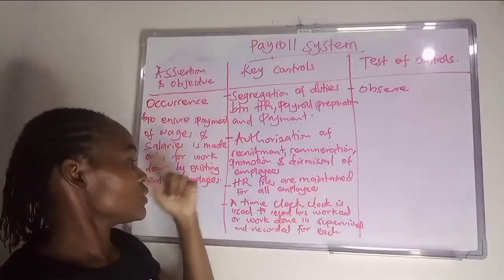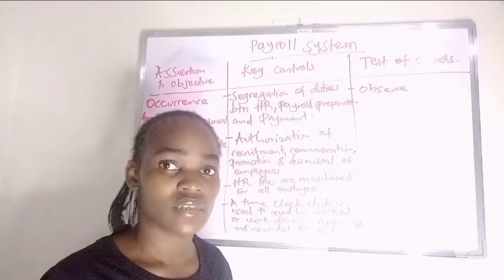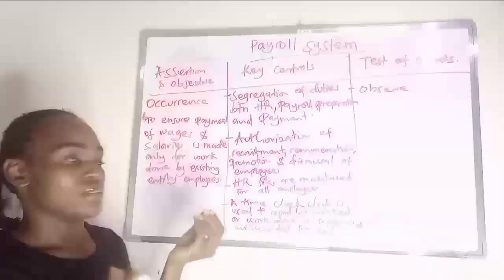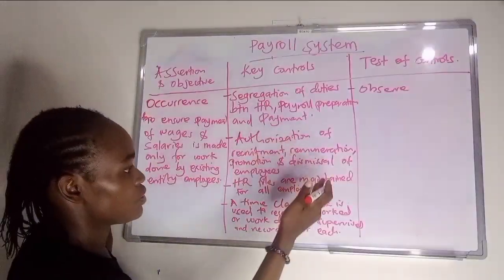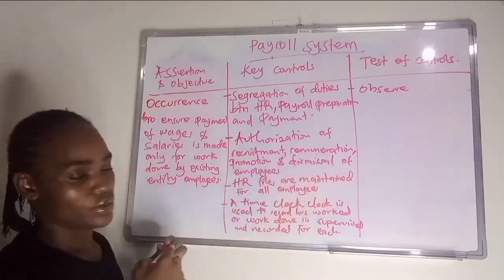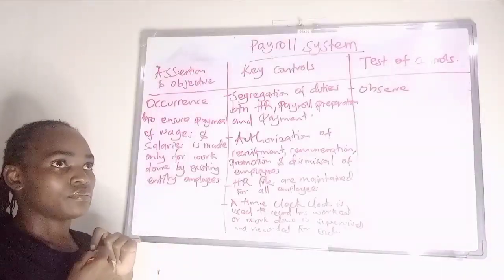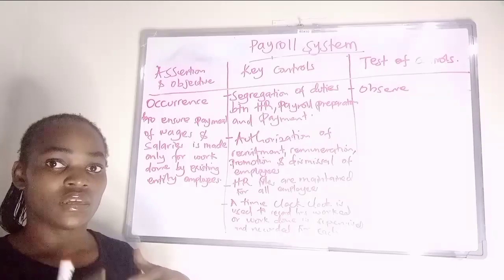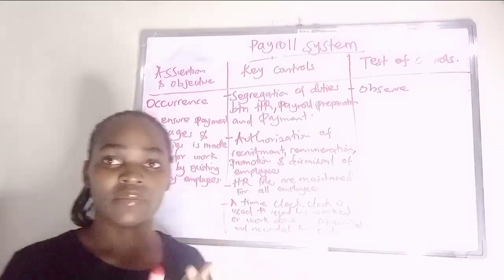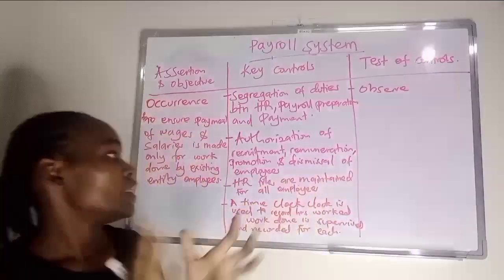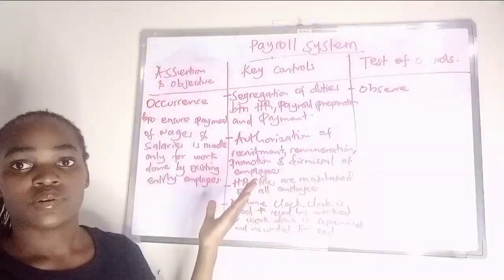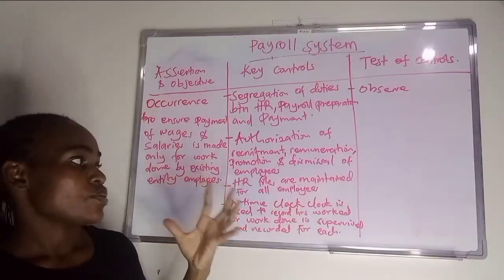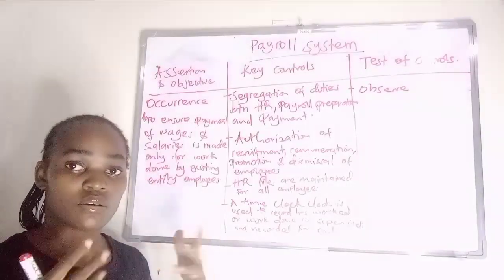Then the second control that can be put in place to achieve this objective is authorization, to make sure that there is authorization of recruitment, remuneration, promotion, and dismissal of employees. Like, to make sure that before recruiting someone in the organization, that recruitment is authorized by management and those charged with governance. Then before paying employees, it is authorized and then signed. Then promotion is also authorized, and then dismissing employees, they are all authorized.